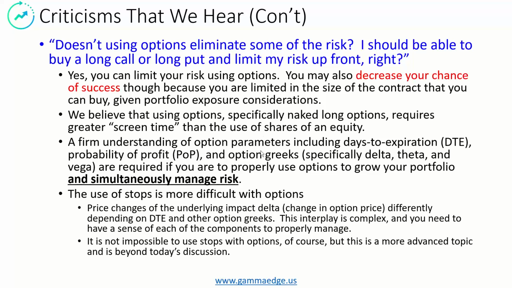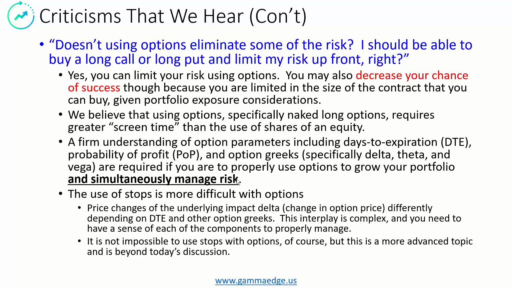A firm understanding of the option parameters, including days to expiration, probability of profit, and option Greeks, specifically delta, theta, and vega, are required if you are to properly use options to grow your portfolio. I would have highlighted this probably in huge bold letters. A lot of new traders come in and want to trade options, but they truly don't understand any of the option Greeks or any of the underlyings, and specifically zero DTE options are a different animal altogether. And how to simultaneously manage your risk.